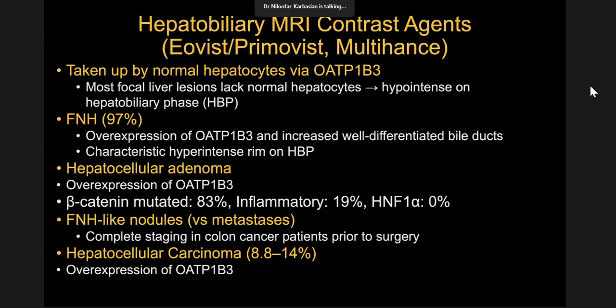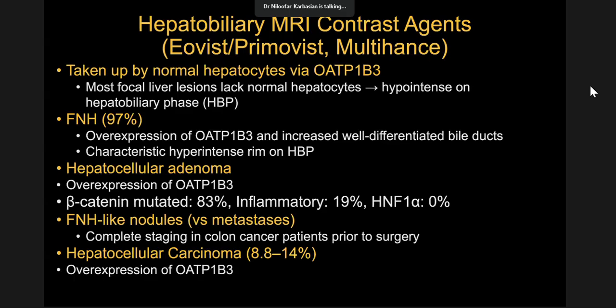However, there are specific lesions that either have normal hepatocytes or have increased expression of these OATP receptors, and that's why on the hepatobiliary phase they are either similar to background liver or even increased in intensity, among which the most important one is FNH. FNH is a lesion that has overexpression of OATP, and it has increased well-differentiated bile ducts, and that's why it's characteristically hyperintense on hepatobiliary.